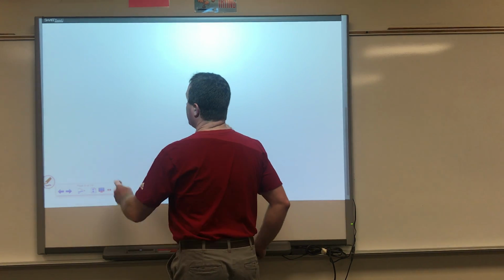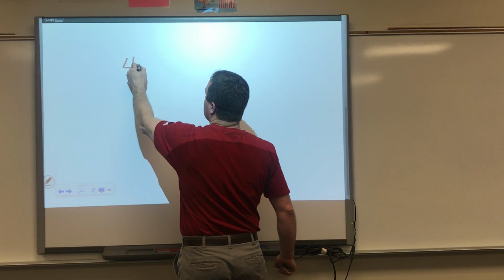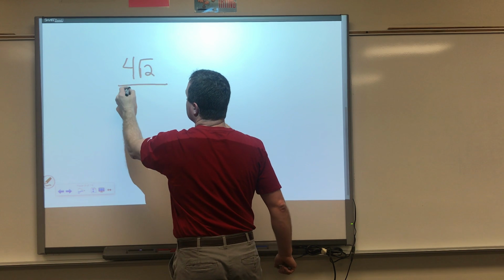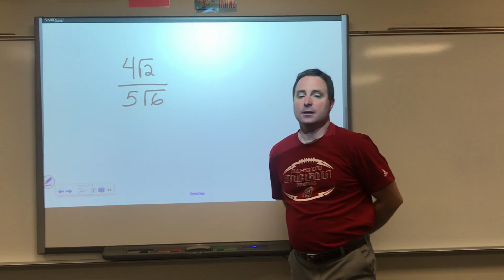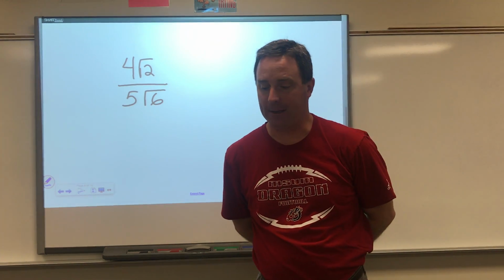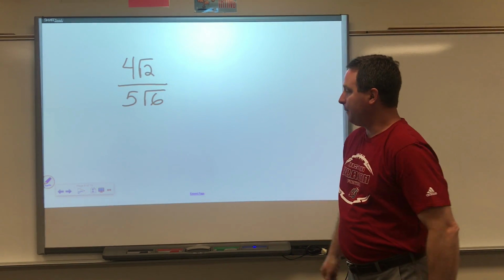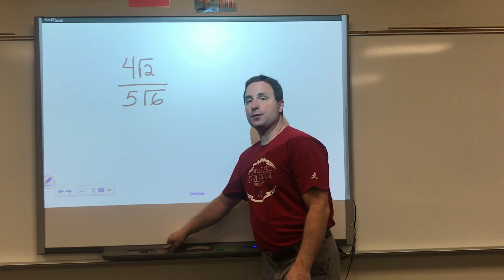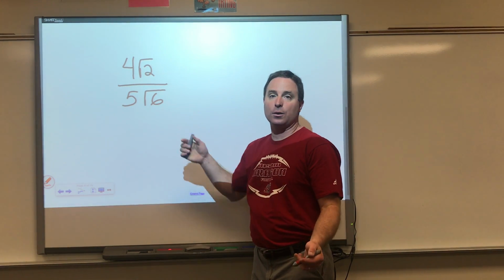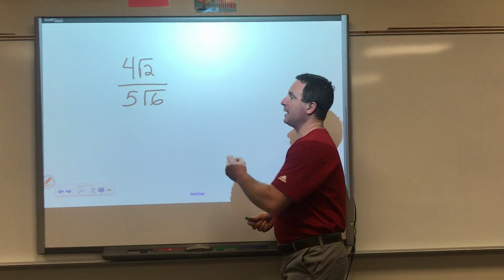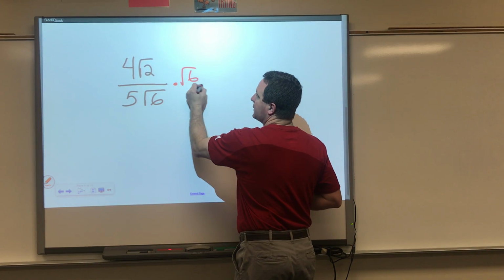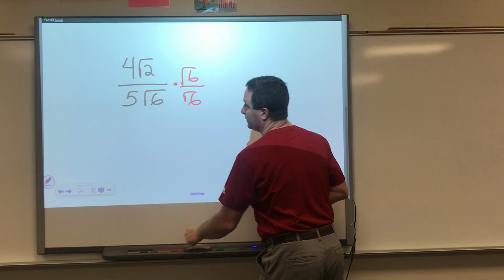What if I had this? 4 square roots of 2 divided by 5 square roots of 6. Let's take a look at that one for a minute. Now again, in the denominator, I have 2 things down there. I have a 5 and a square root of 6. The 5 is okay. The big number is okay. It's just the radical that I'm not allowed to have.